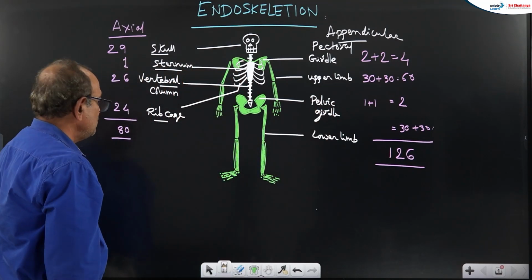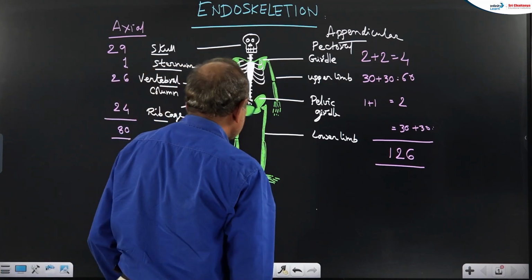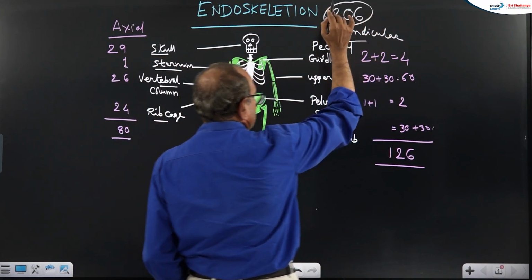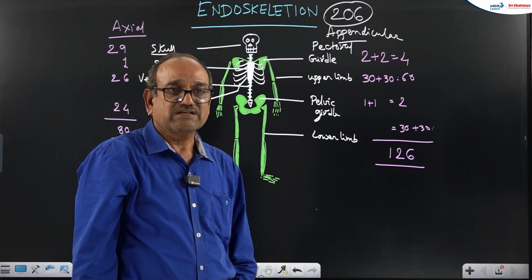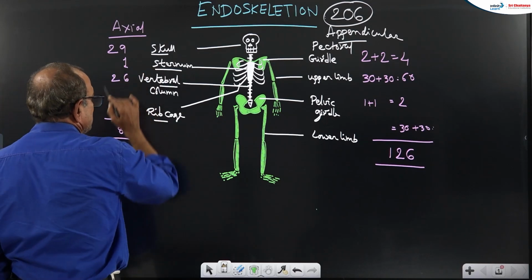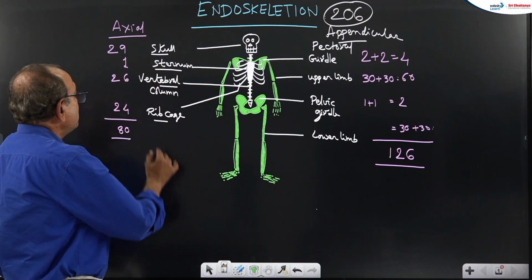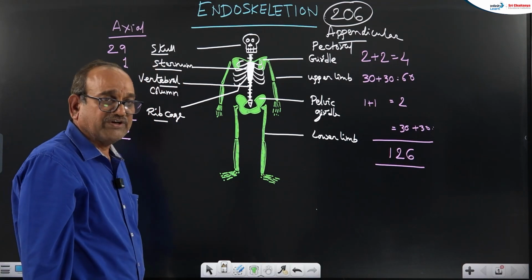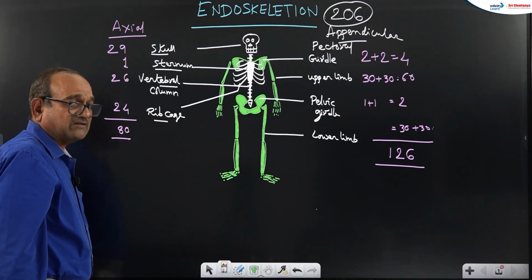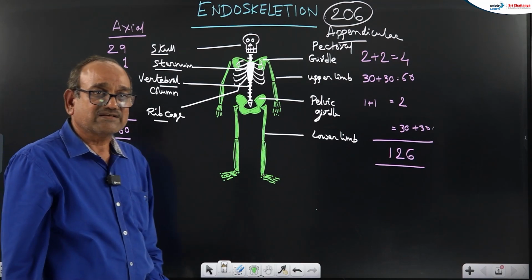The axial skeleton in total contains 80 bones. Appendicular skeleton is made of 126 bones. Altogether, 206 bones are present in the human endoskeleton. Total 206 bones. Now see the details. Our skull contains total 29 bones. Sternum is a single piece of bone, whereas the vertebral column contains 26 individual units known as vertebrae, and there are 12 pairs or 24 ribs in the rib cage. So altogether 80 bones together form the axial skeleton.